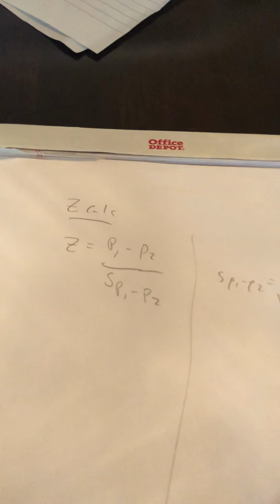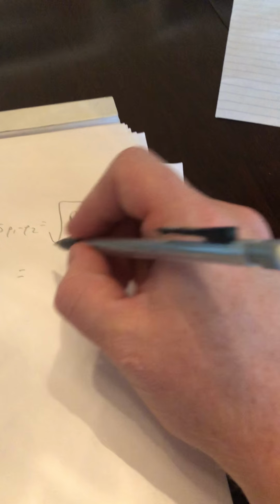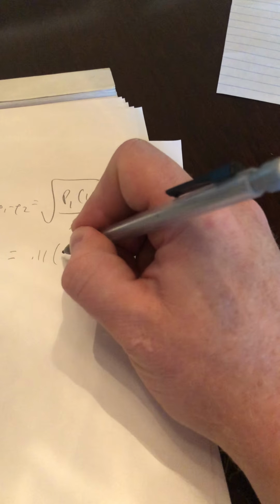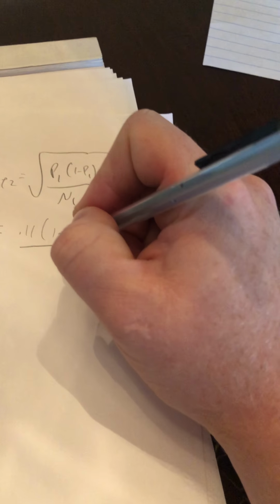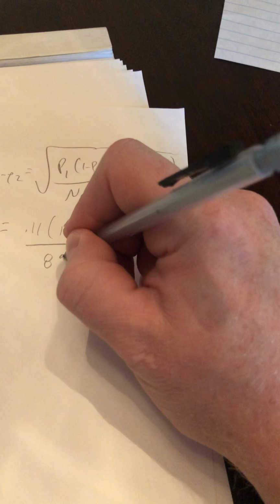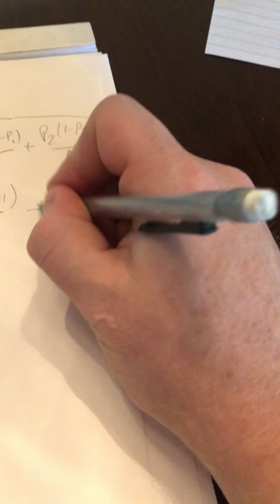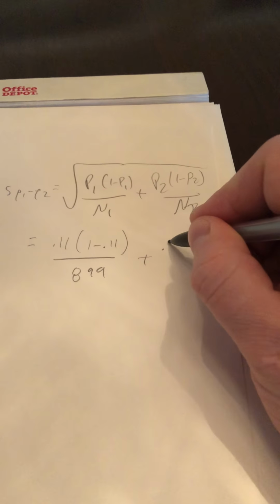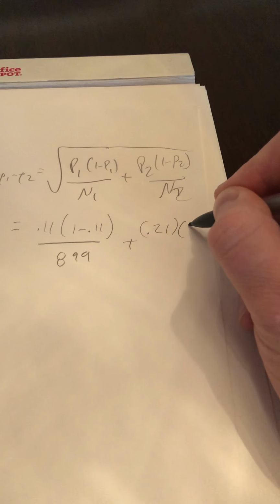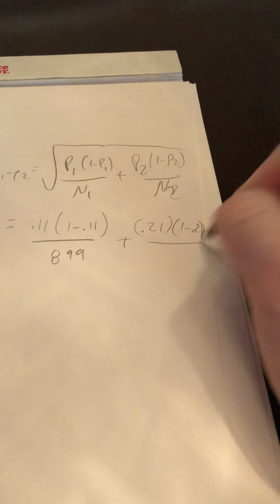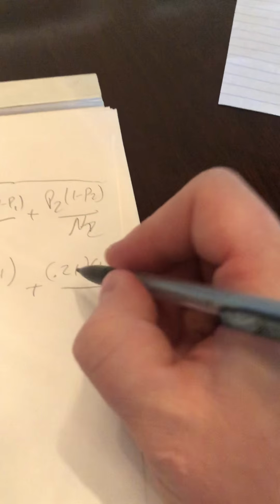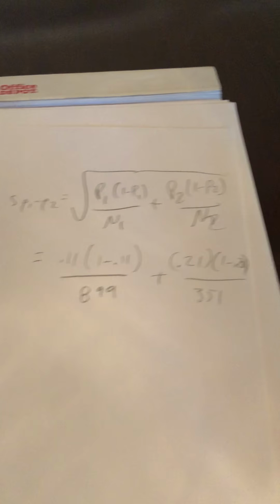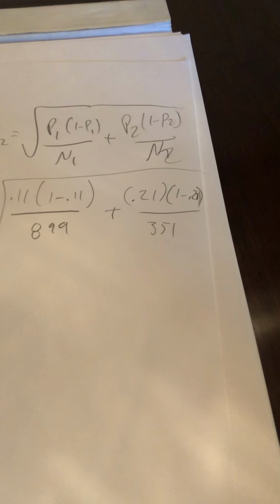So the first thing we've got to do is estimate this, and this is really straightforward. P1 is going to be 0.11 times 1 minus 0.11 over our sample size for first generation, which was 899, plus the proportion for the second generation Hispanics, 0.21 times 1 minus 0.21, divided by 351, the sample size for second generation. Square root the whole business.